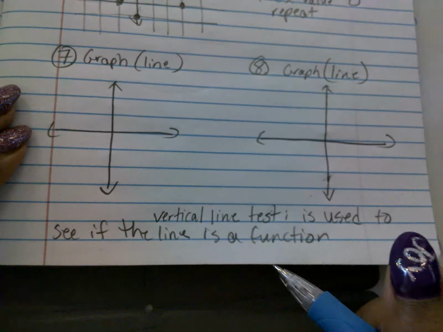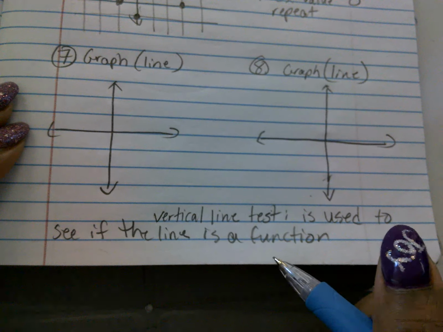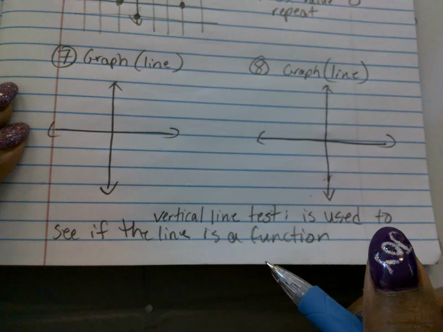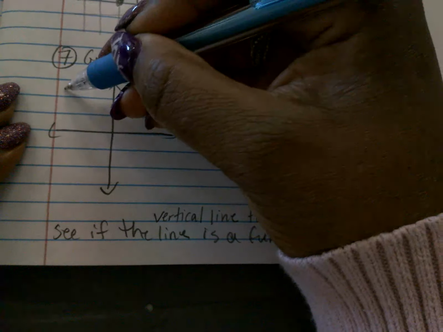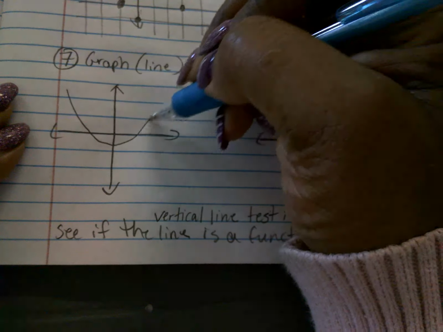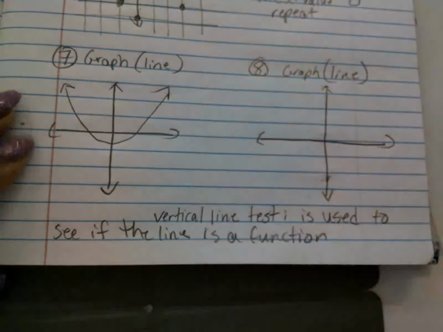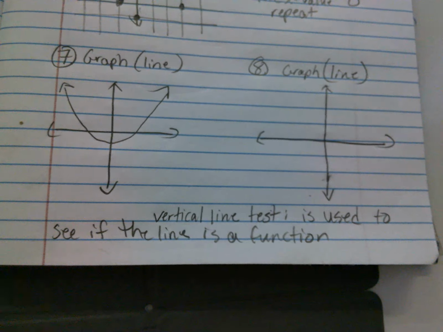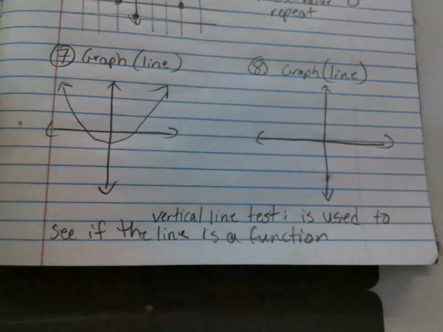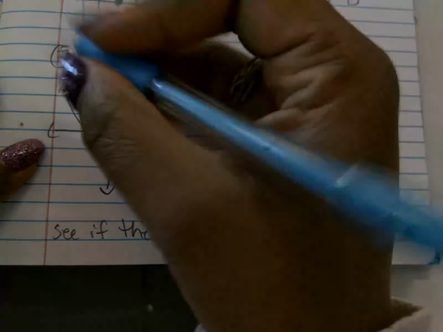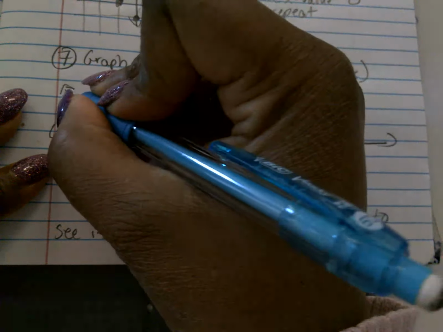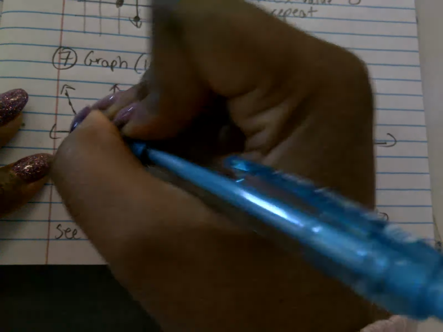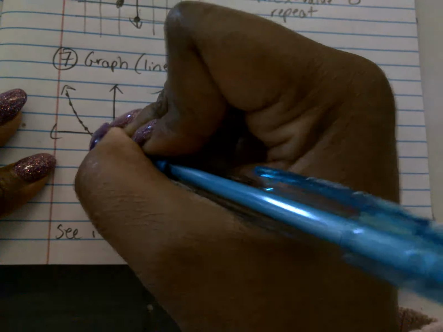I'm going to demonstrate the vertical line test. I'm going to draw the line first. The vertical line that we're going to use is our pencil. Vertical means that the line is up and down, just like this, okay? I'm going to put imaginary points on the line because a line has an infinite number of points.